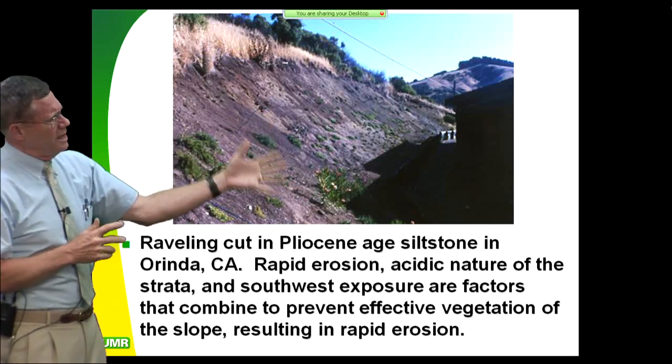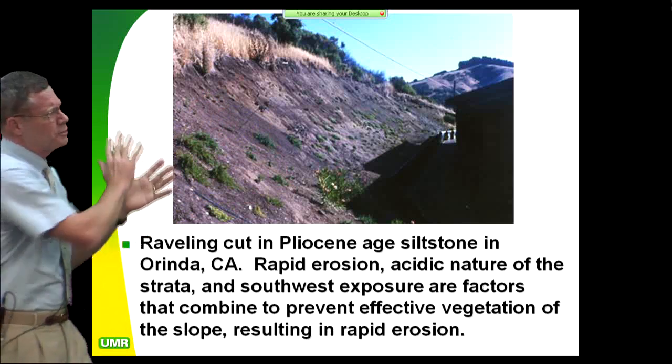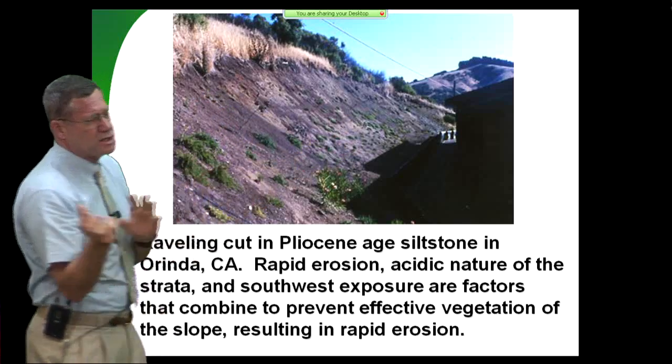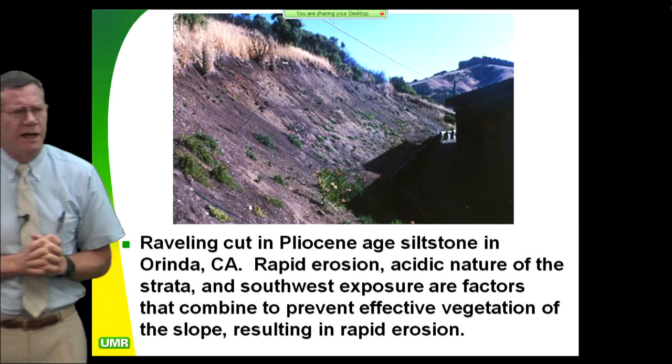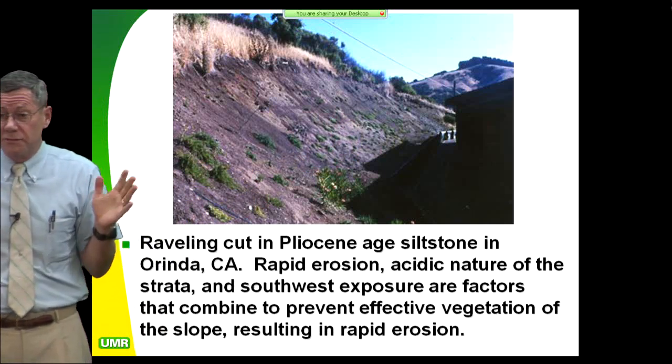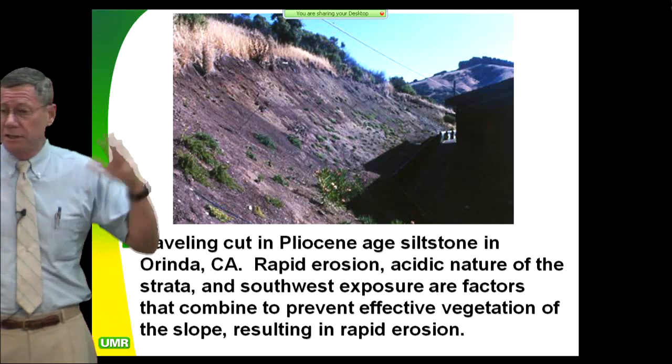So trying to revegetate something like that isn't a matter of just putting down an Excelsior mat and spraying fescue on it and then sprinkling it with water. Wouldn't it be nice if it was that easy? Now, I got news for you. In Missouri, it's that easy because it's humid here.